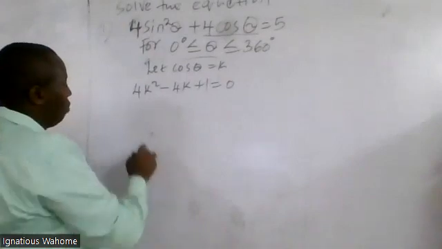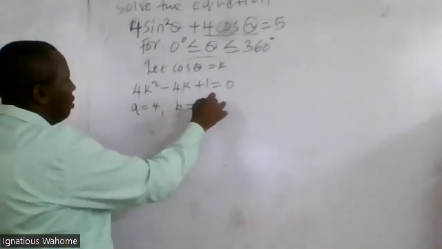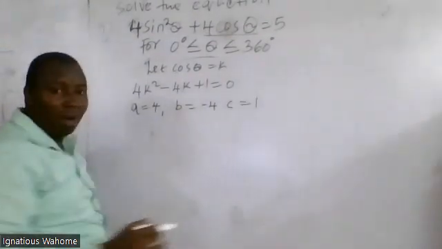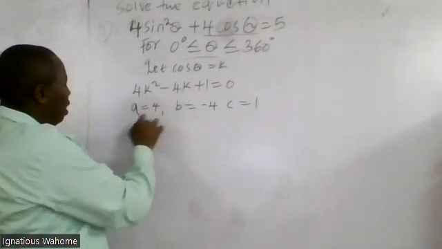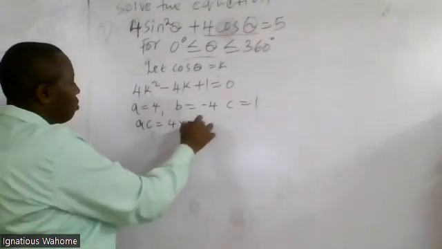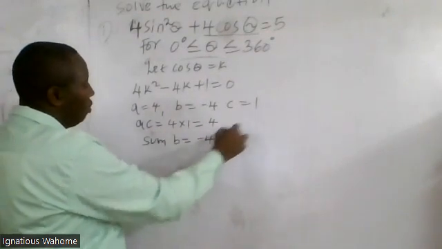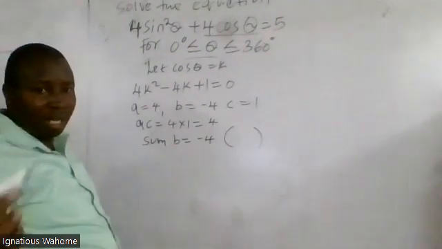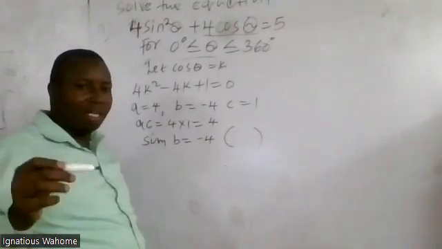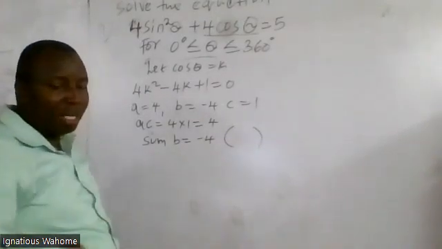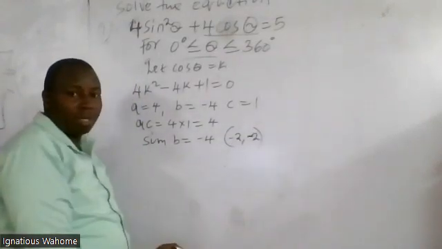Now you solve the value of k quadratically. Your value of a is 4, b is minus 4, and c is equal to 1. We can use the sum and product method. The product ac, 4 times 1, is 4, and the sum is equal to b, which is minus 4. Which two numbers multiply to get 4 and add to get minus 4? The two numbers are minus 2 and minus 2.